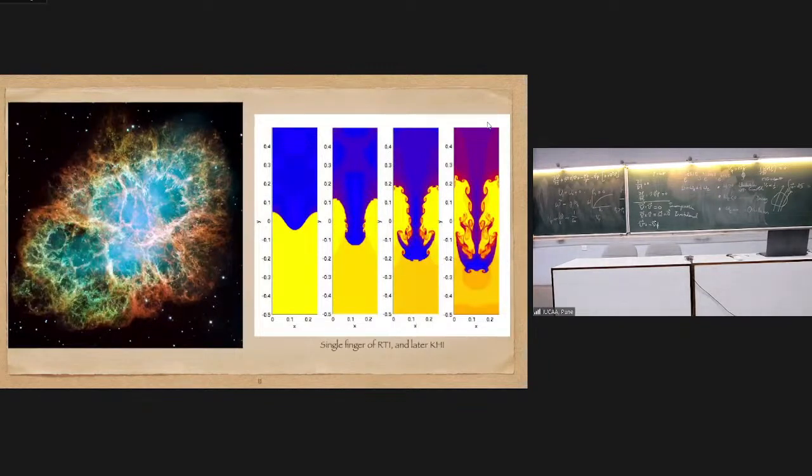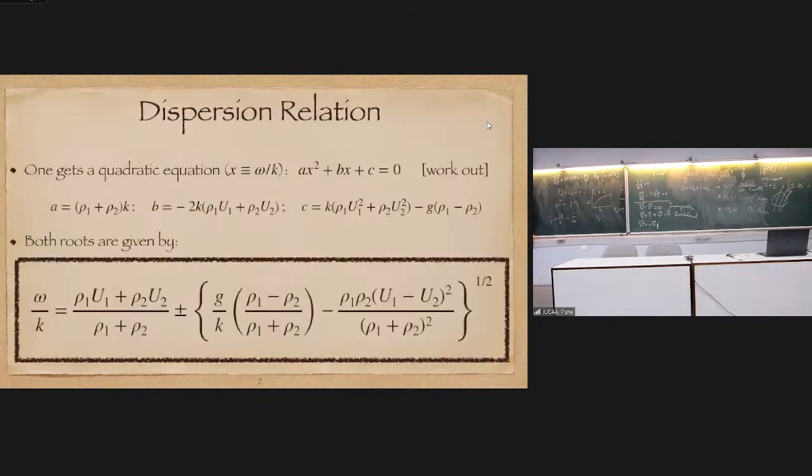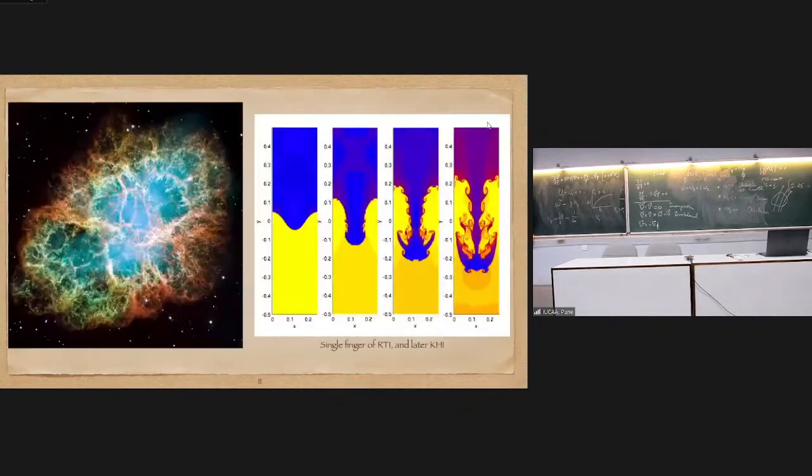That is exactly the fingers in the supernova. This is the Crab nebula. From the supernova, you can notice these fingers, right? People show these pictures. All it takes is basically solving all these equations, and then you make sense of fingers developing in the supernova shell.